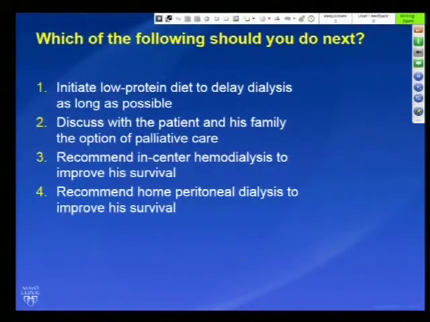So the question is, which of the following should you do next? One, you initiate a low-protein diet to delay dialysis as long as possible. Two, you discuss with the patient and his family the option of palliative care. Three, you recommend in-center hemodialysis to improve his survival. Or four, you recommend home peritoneal dialysis to improve his survival. Again, go ahead and vote.